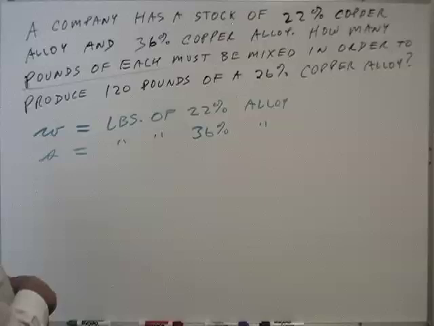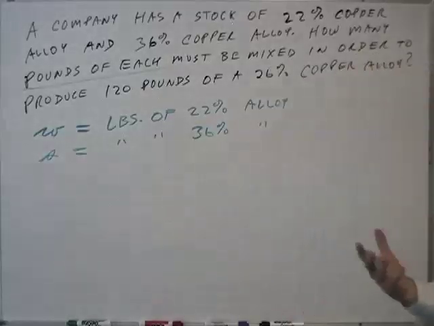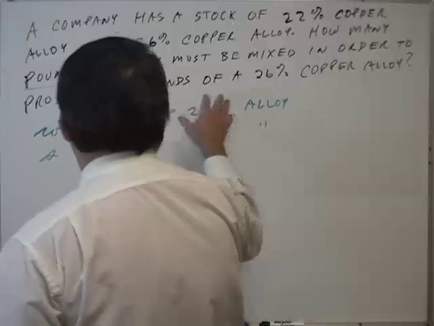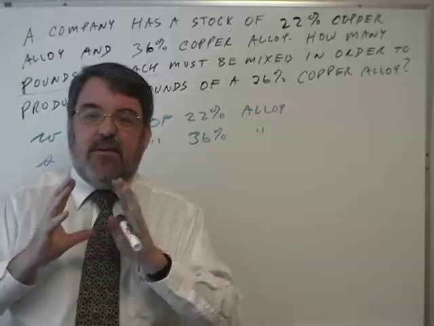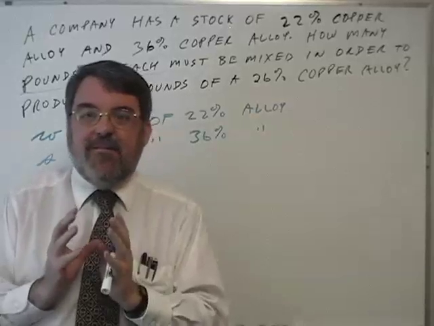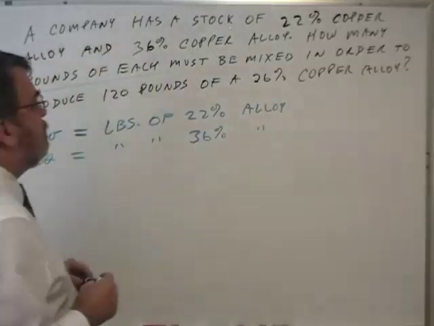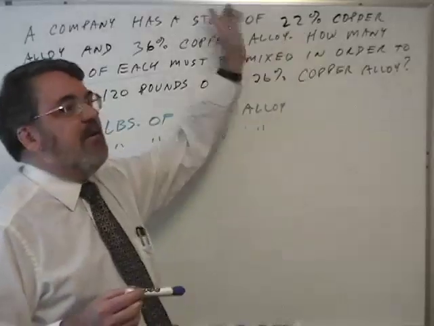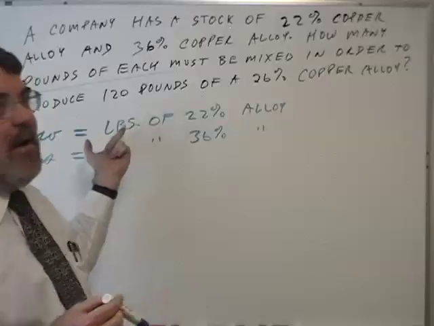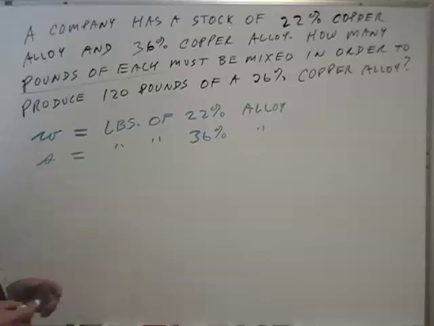All right. So what does it mean to have these percent alloys? When we get done, we're going to have 120 pounds of a 26% alloy. That means 26% of that is the number of pounds of pure copper. And it goes the same way here: 22% of these pounds will be pure copper, and 36% of these pounds will be pure copper.